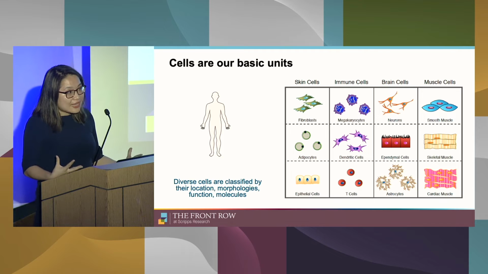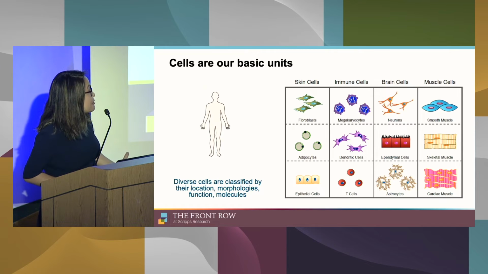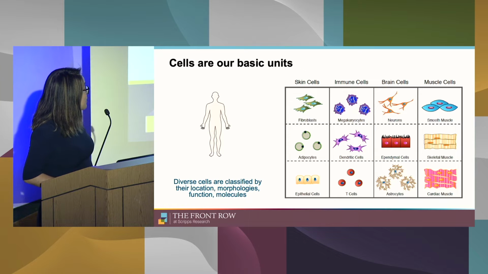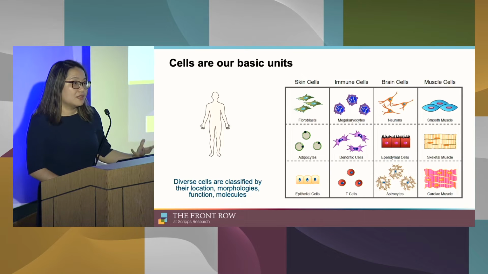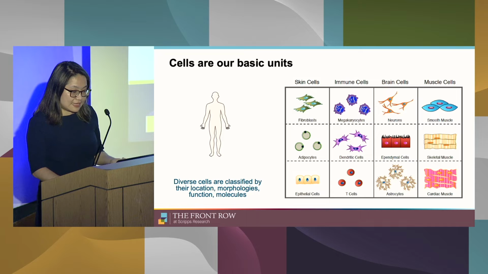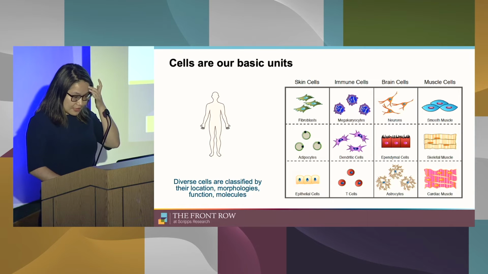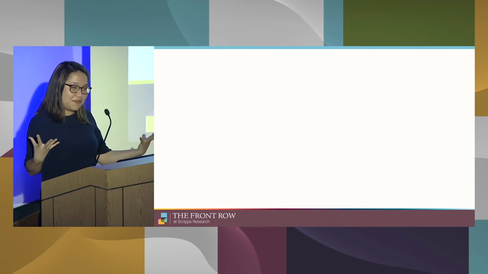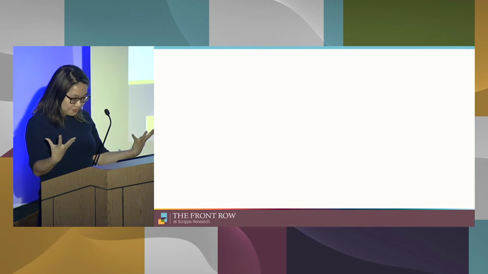And now we know that the effort to classify these brain cells as well as other cell types in our body can be done in many different ways, including classifying by their location, their morphologies, their molecular composition, as well as many other alternative functions. So now let's put the two things that I've told you earlier together.